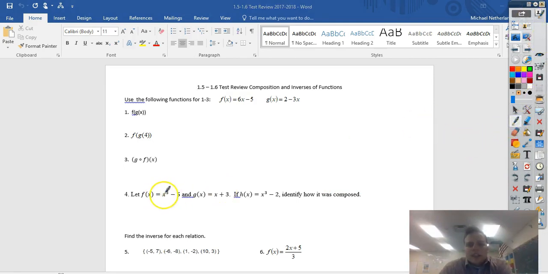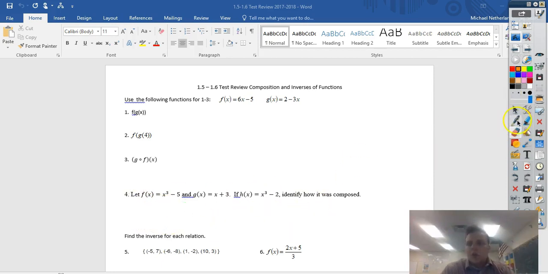It simply says, let f of x equal x cubed minus 5 and g of x equal x plus 3. If h of x is equal to x cubed minus 2, identify how it was composed. So this question is just asking, are you composing f of g? So are you doing this, f of g of x? Or are you doing this, g of f of x? All right. So one of these ways should give us h of x, and they just want to know which way. Okay. So let's start off doing f of g of x.